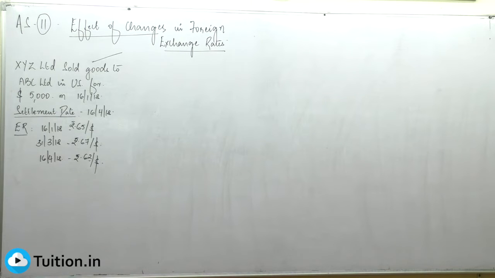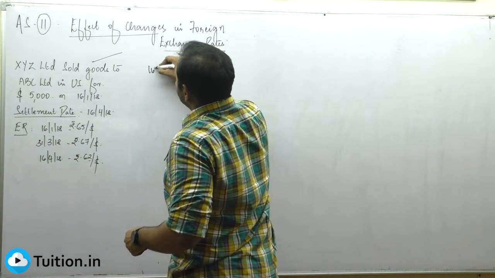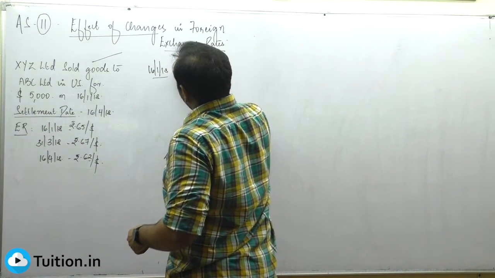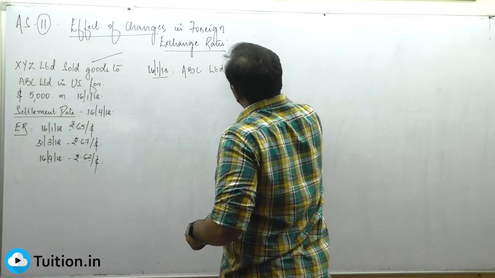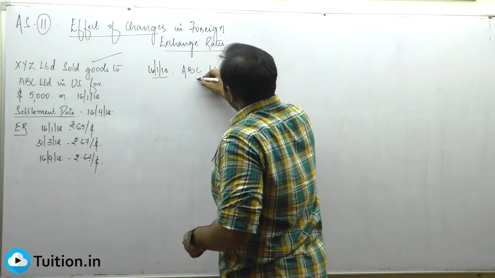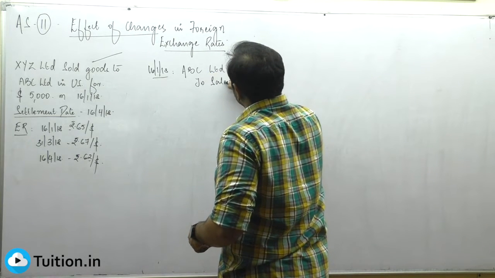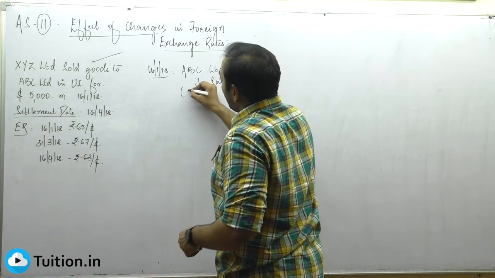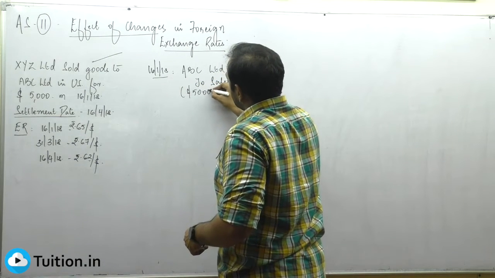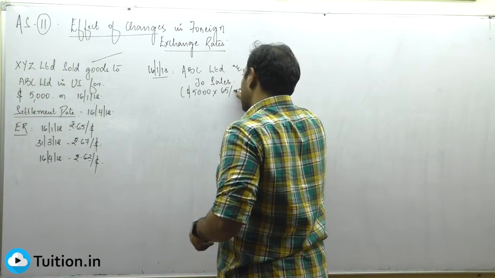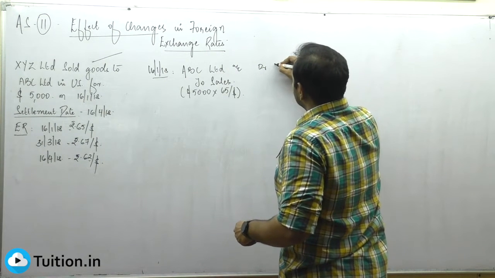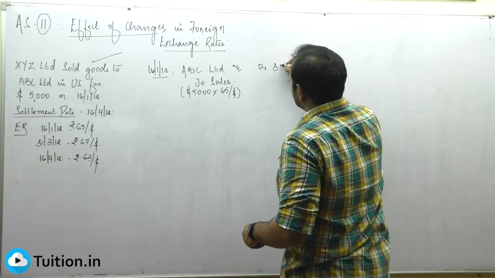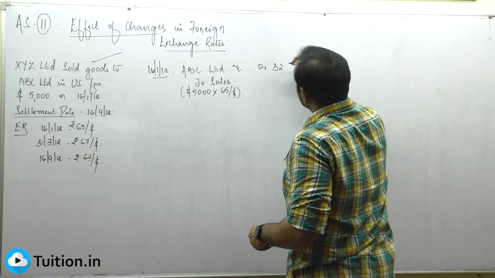Done. Shall we discuss the entries? First entry to be passed on 16th of Jan. ABC Limited account debit, to sales. Entry will be for $5,000 multiplied by 65 rupees per dollar, the exchange rate on date of transaction. How much is this? 3,25,000. Yeah.